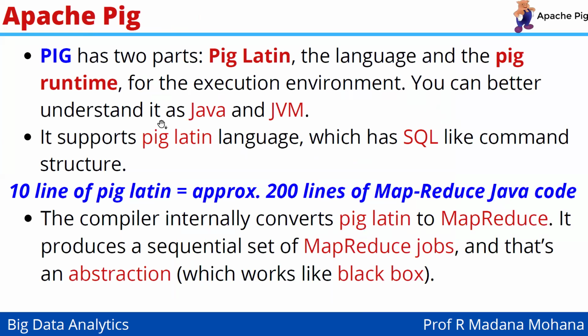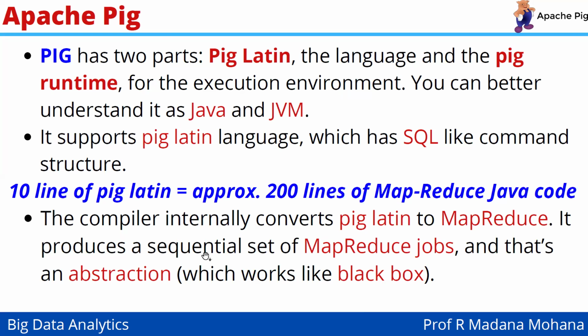Let us see some of the components. We'll describe them a little bit here. First, Apache Pig. It has two parts, that is Pig Latin, the language, and the Pig runtime for the execution environment. You can better understand it as Java and Java Virtual Machine. It supports the Pig Latin language, which has SQL-like command structure. For example, 10 lines of Pig Latin are equivalent to approximately 200 lines of MapReduce Java code. That's why it is very optimized. The compiler internally converts Pig Latin to MapReduce.